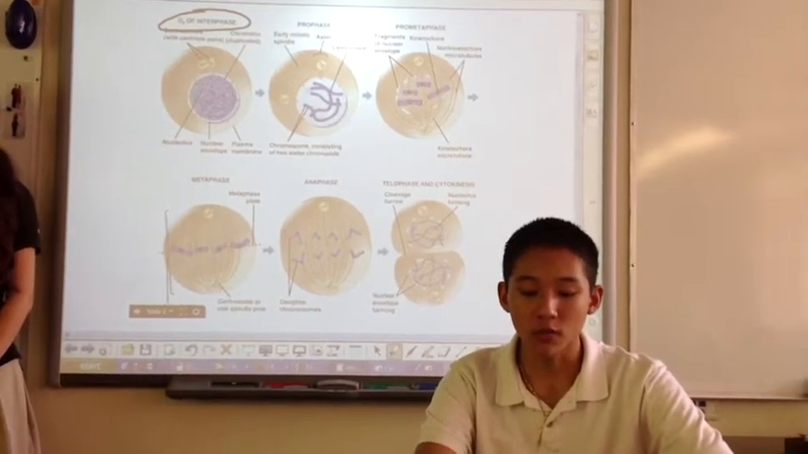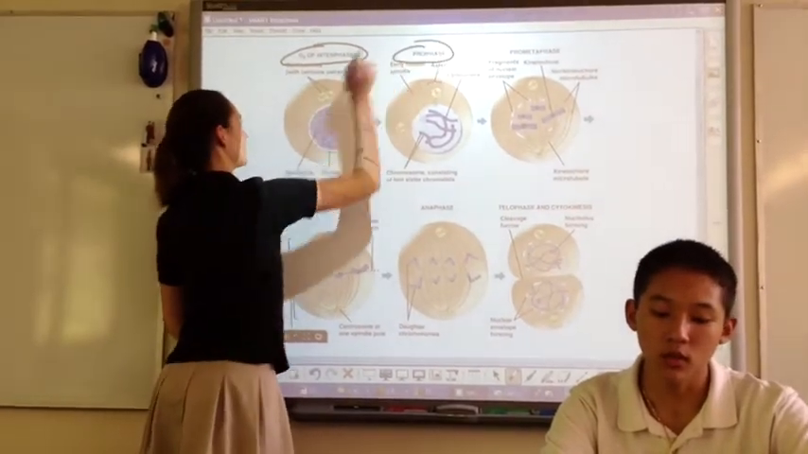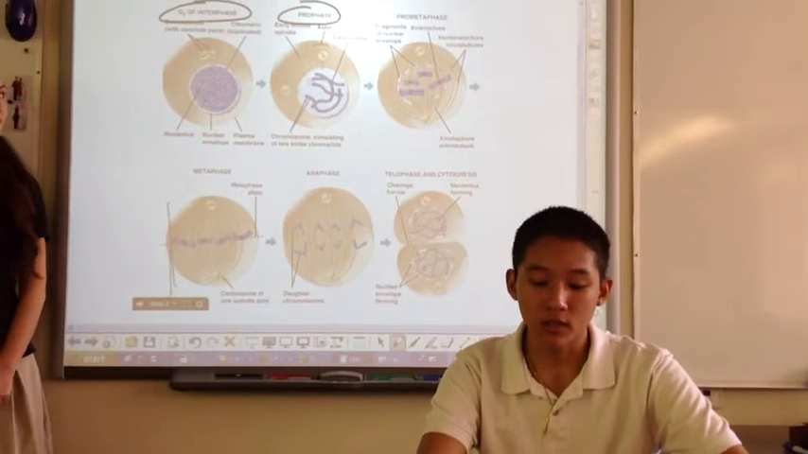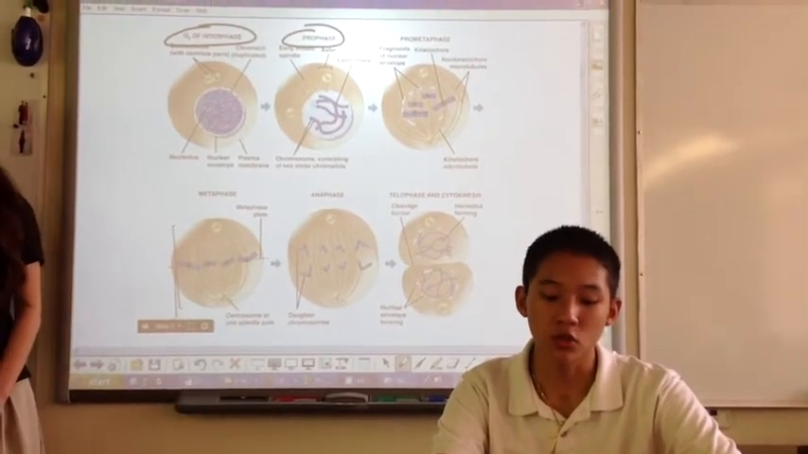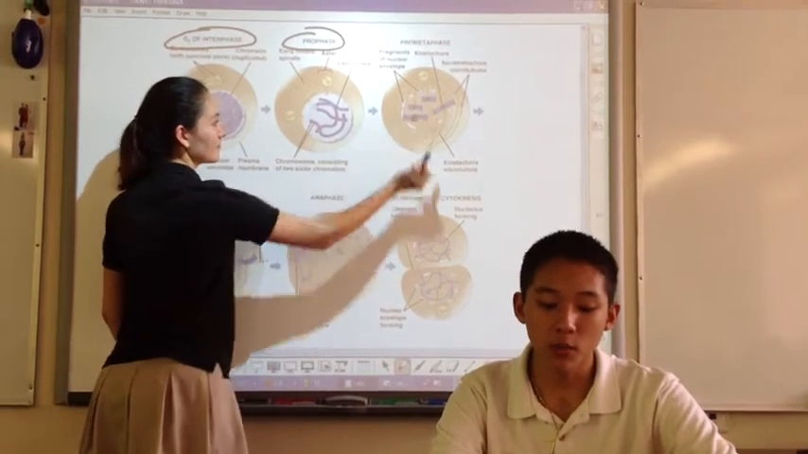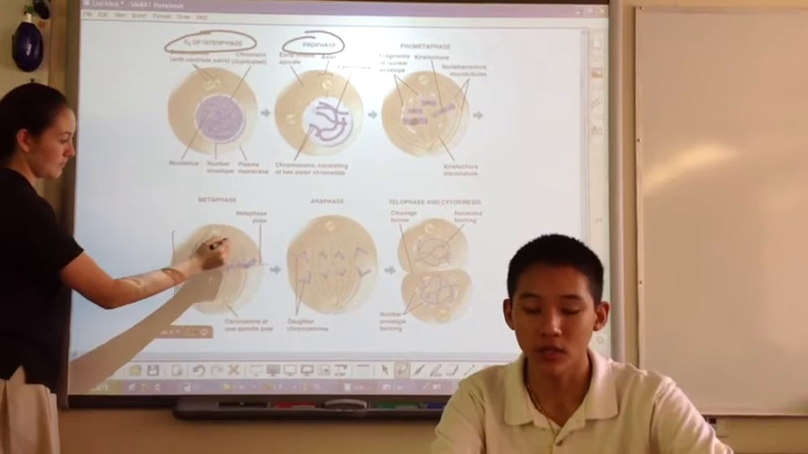After interphase, we have prophase, which is when the DNA condenses into chromosomes and the nucleolus disappears. Next is prometaphase, which is when proteins attach to the centrioles and form kinetochores. Then spindle fibers align the chromosomes in the middle of the cell during a phase called metaphase.